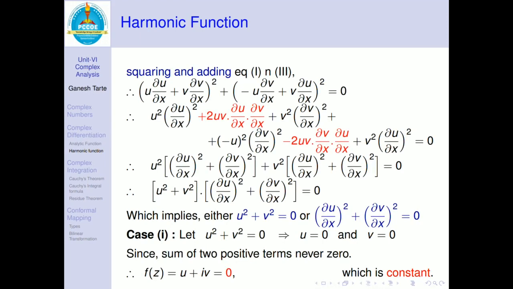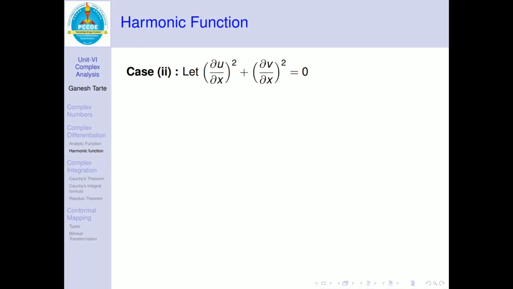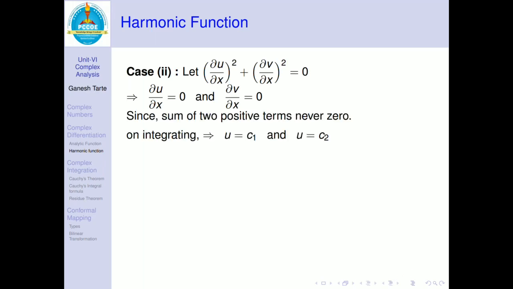Now case second: (∂u/∂x) square plus (∂v/∂x) square equals 0. On the same line, a square term is positive, so a sum of two positive terms being 0 is possible only if those terms are 0. So it implies that ∂u/∂x equals 0 and ∂v/∂x equals 0. So integrating partially with respect to x, we get u is equal to some constant and v is equal to some another constant, c1 and c2, and therefore f of z becomes c1 plus i times c2.